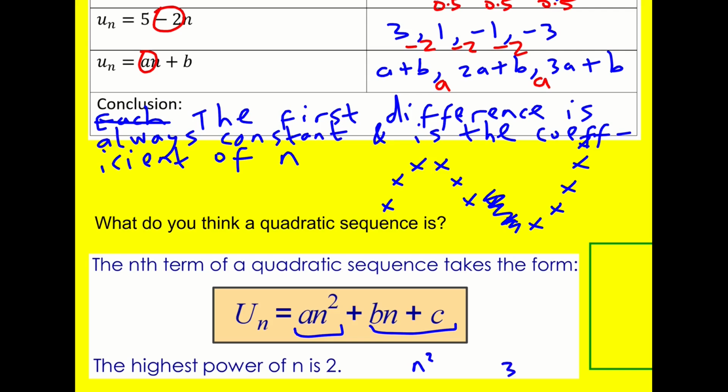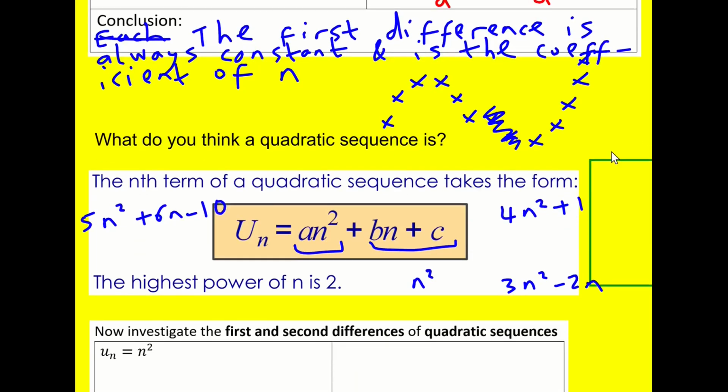But you could have 3n squared minus 2n. You could have that. You could have 4n squared plus 1. You're allowed to not have the n in there. Or you could go for the full thing and have 3 terms, 5n squared plus, I don't know, 6n minus 10. These are all examples of quadratic sequences.